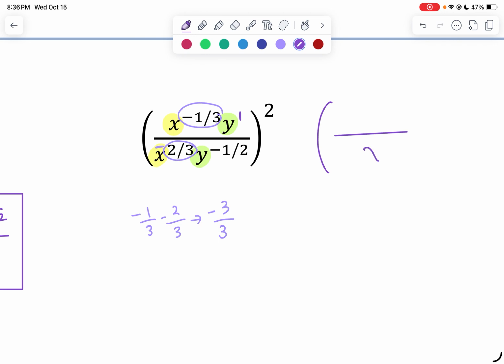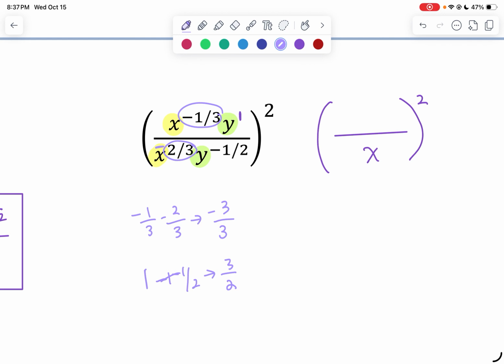Like I said, we'll deal with the squared part in a little bit. Okay. Over here, I have y to the 1st power minus, so I have 1 minus what I have in the denominator, which is negative 1/2. Remember that whenever you divide, you subtract. So I've got 1 minus negative 1/2, which is really 1 plus 1/2, which is 3/2.